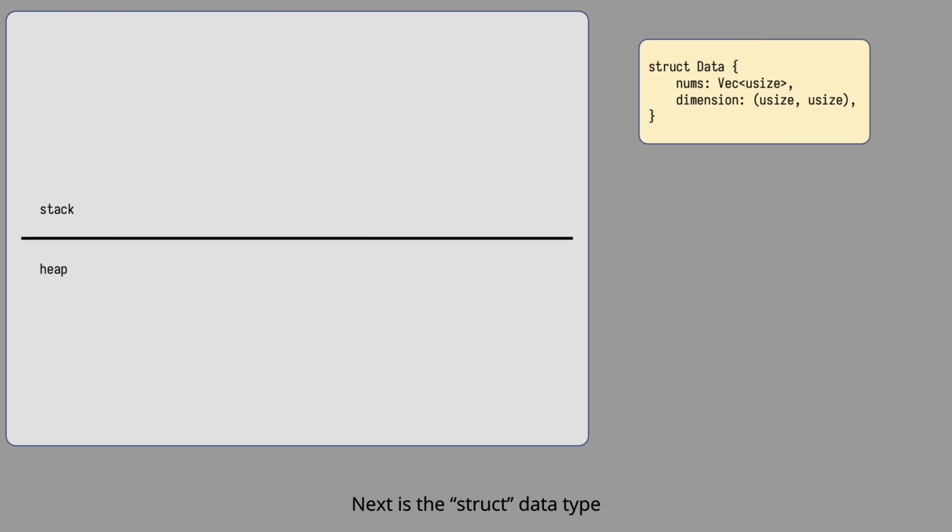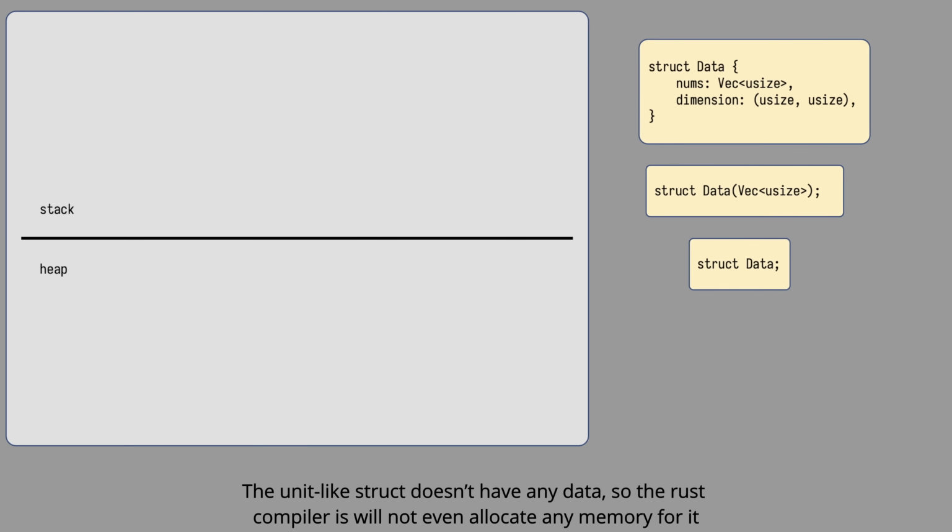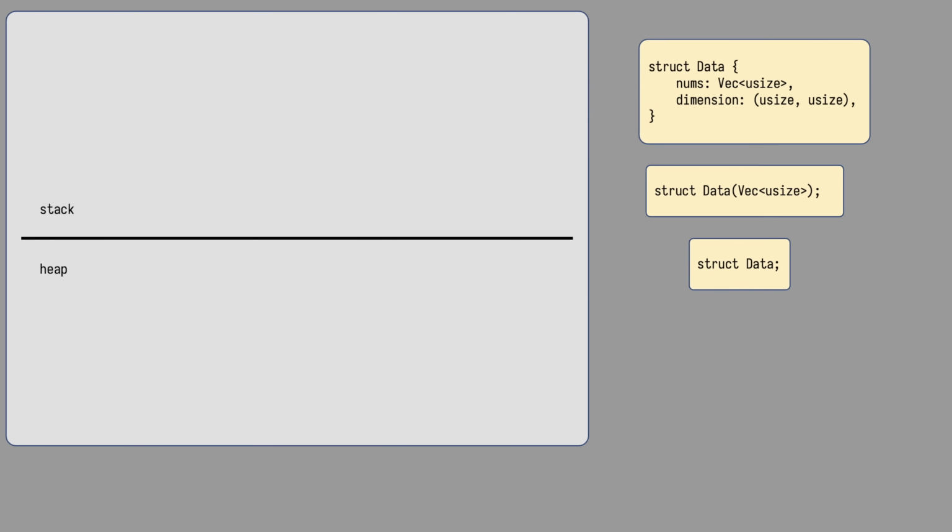Next is the struct data type. Rust has three kinds of struct types. The struct shown here is the one with named fields. There is also a tuple-like struct and a unit-like struct. The unit-like struct doesn't have any data, so the Rust compiler will not even allocate any memory for it. The other two have a similar representation based on their members, and it is very similar to the tuple data type that we saw previously.